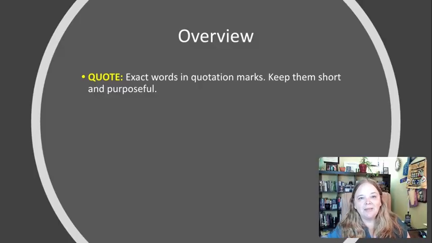So there are 3 ways, and I'm sure you've heard this before in other classes, that you can incorporate your evidence into your writing. The first way is a direct quote, and that's probably the most obvious. That is when you take the exact words from the source and put them in your own text. You use quotation marks and add a citation, so you're quoting that author's words directly.